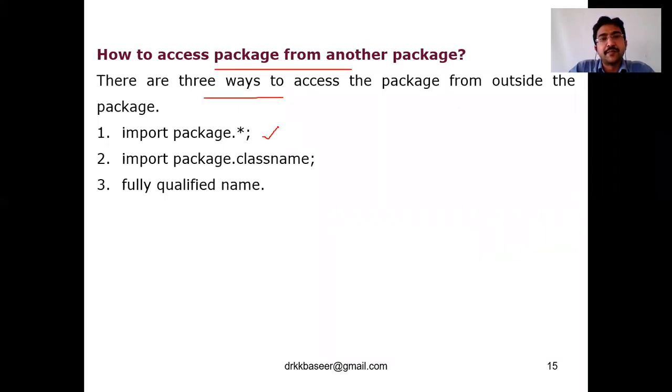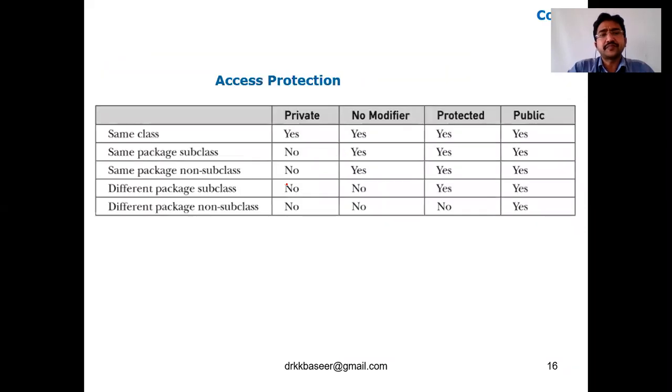The first way is import space package name dot star. The second way is import space package name dot class name. The third way is the fully qualified name. Let me show each one with an example to understand clearly. The first one is with the help of star, import space package dot star. Now see how access protection works.